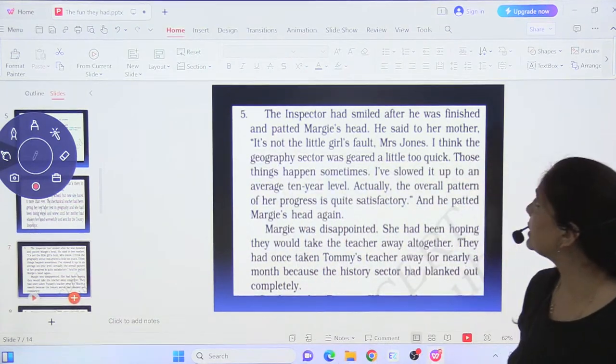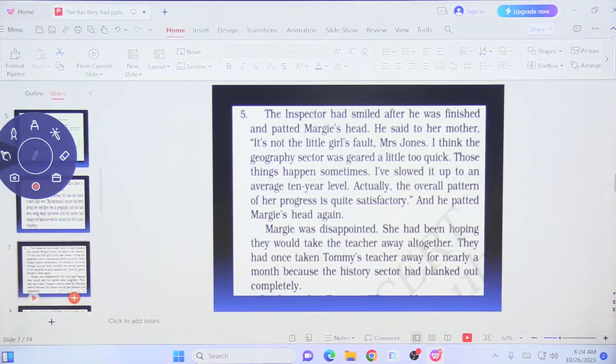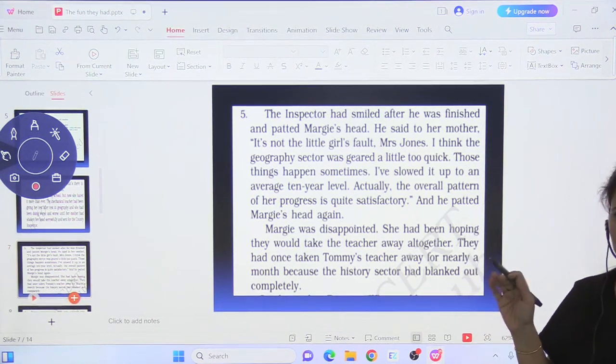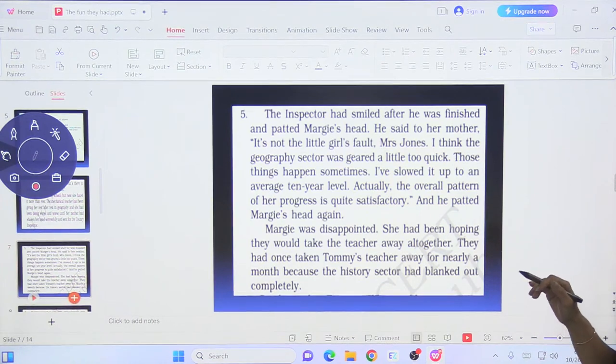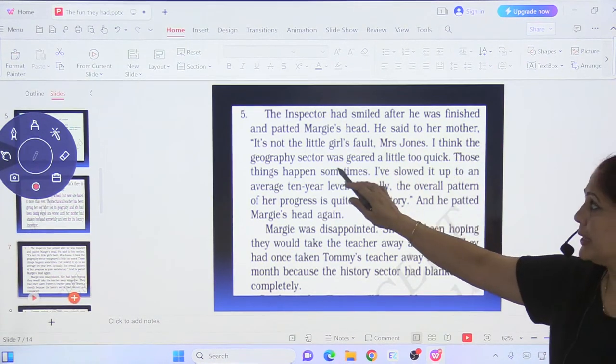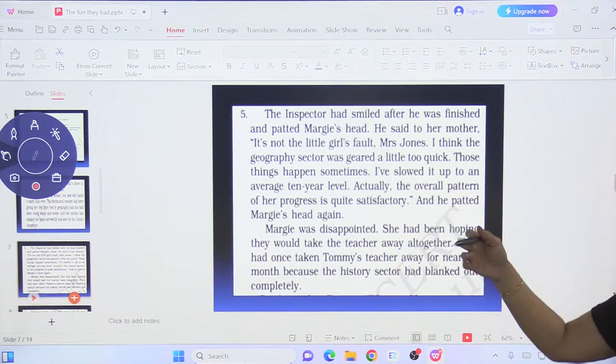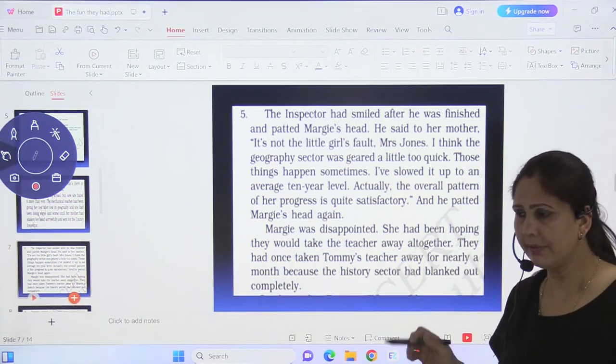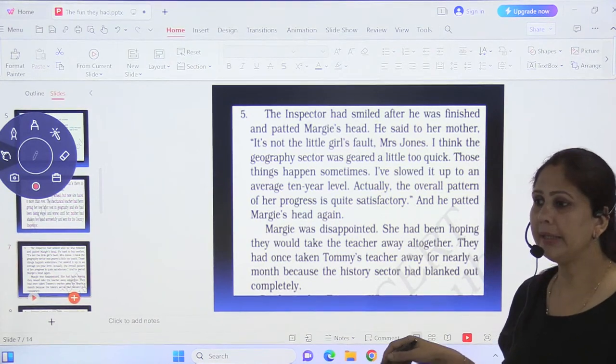The inspector had smiled after he was finished and patted Margie's head. So the county inspector came and he examined the computer and finally he patted her head. Patted means thapki dena. He said to the mother, "It's not the little girl's fault." Why? Because she was doing well according to her age. There was a problem in the mechanical teacher.